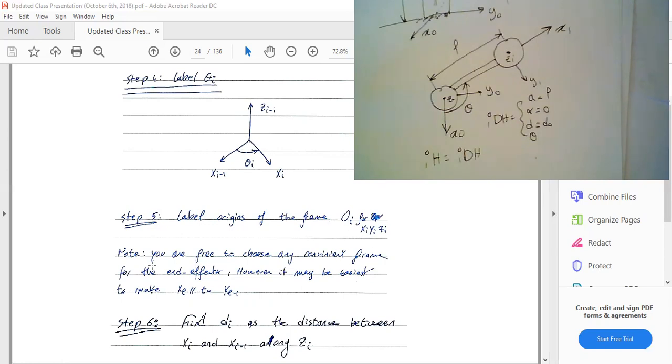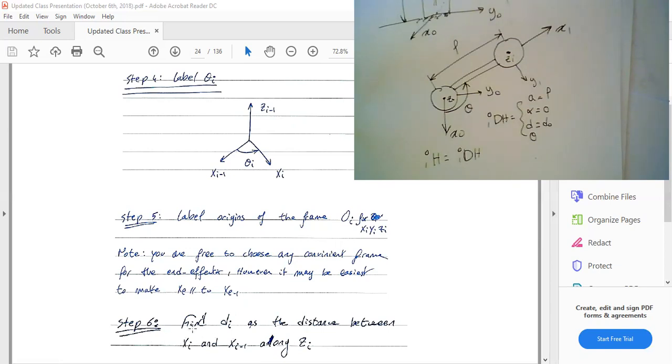Step 5, label origins of the frame. Obviously, this is very important. You are free to choose any convenient frame for the end effector, however. When you are at the end of the robot, you will be able to choose whatever frame because you no longer have any axis of actuation. Only at the end effector, and I'll let you think about that so you can challenge yourself a little bit.